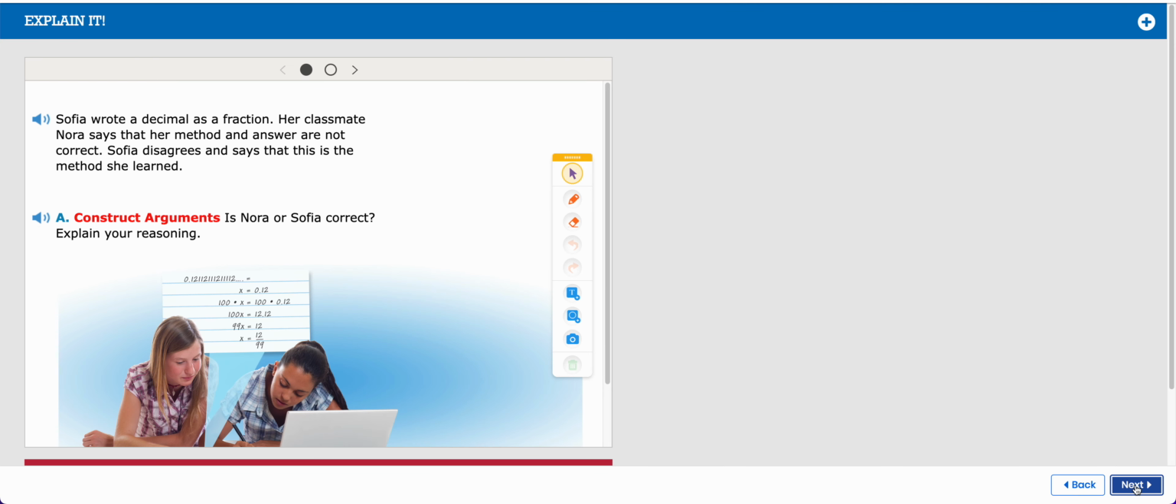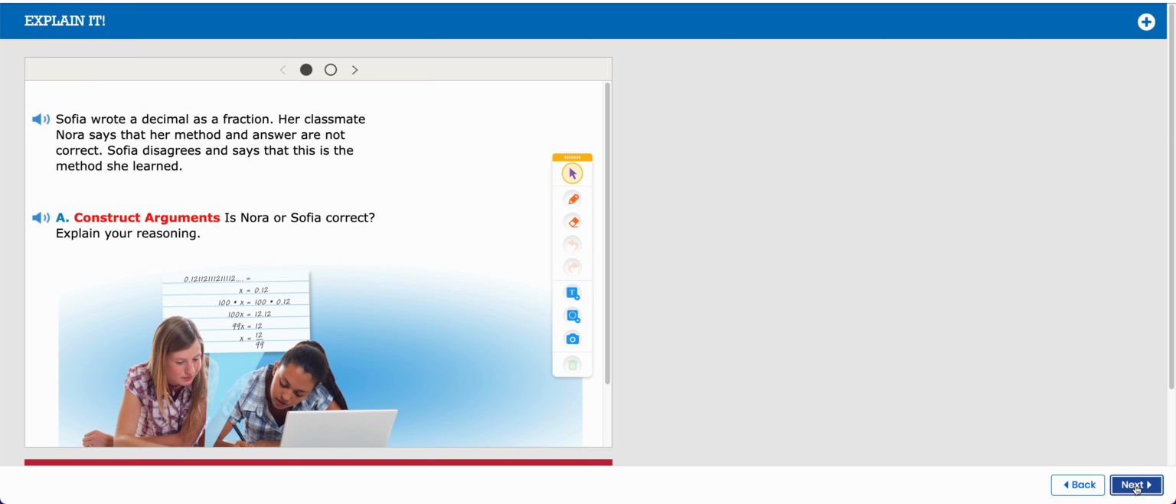Here we go. Sophia wrote a decimal as a fraction. Her classmate Nora says that her method and answer are not correct. Sophia disagrees and says that this is the method she learned. So look at the little example down there at the bottom. Is Nora or Sophia correct? And explain why you think one of them is correct.